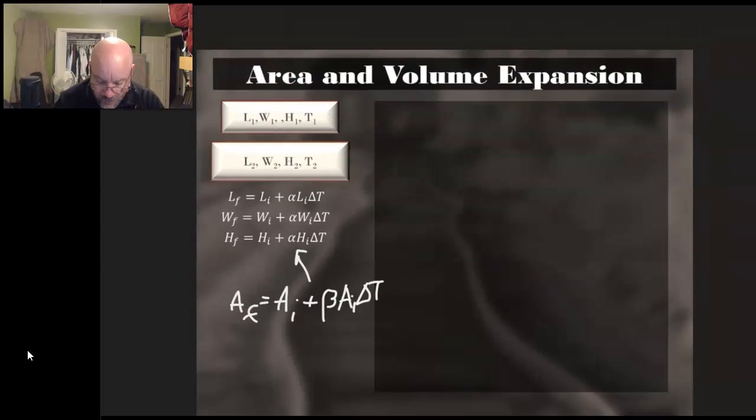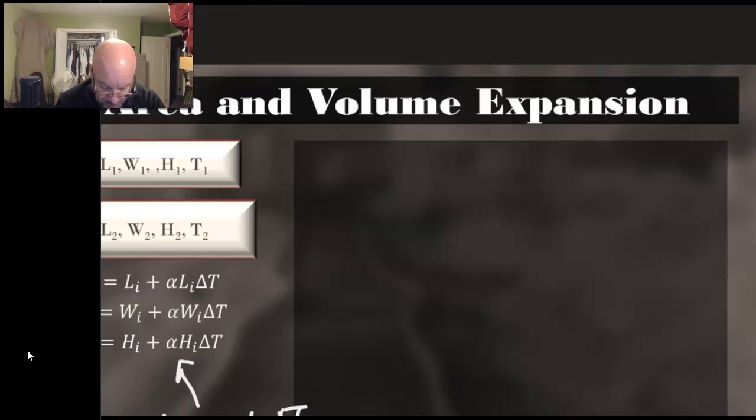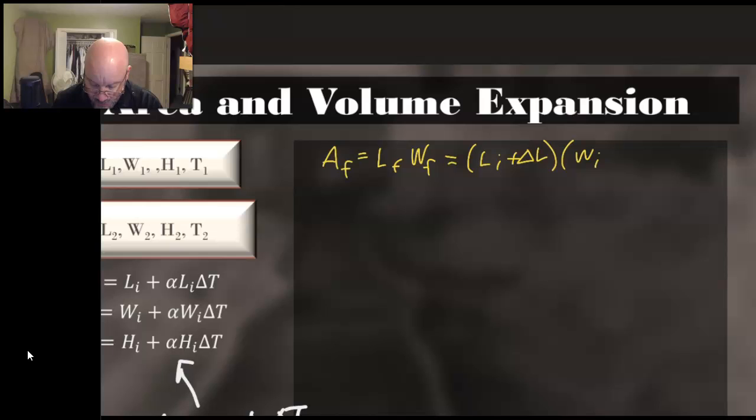Okay, so what we're going to do then is start out with area. So A final, and I know my A final is equal to the final length times the final width. Okay, and if I expand on those, the final length is the initial length plus a change. And same thing with my width, some initial width plus my change in W. Okay, so let's go ahead and do our algebra here.